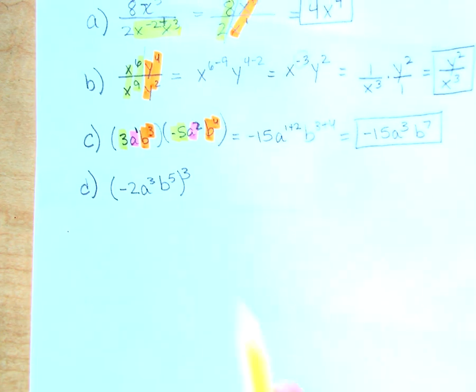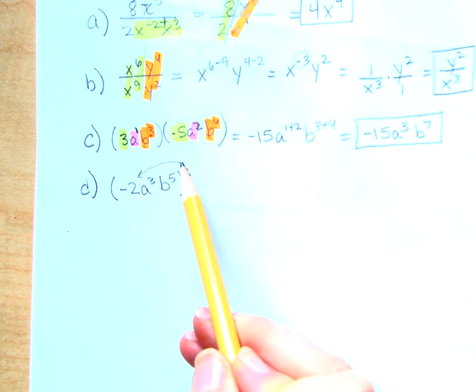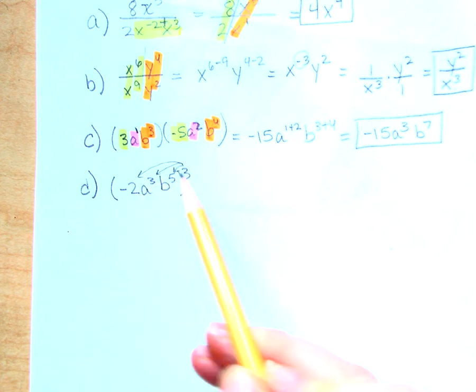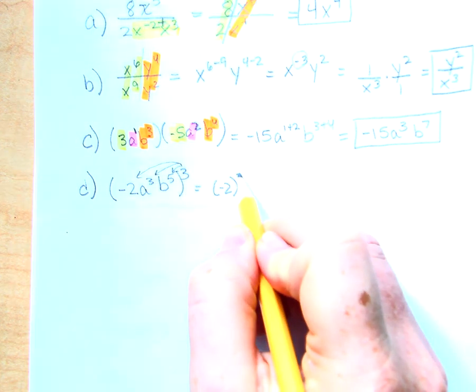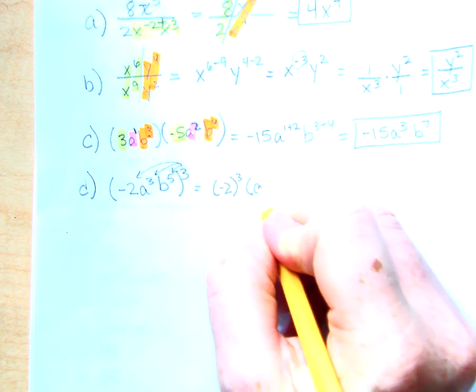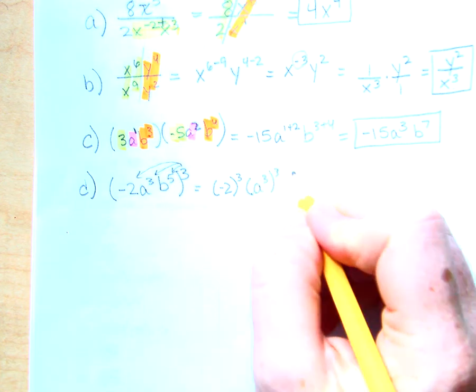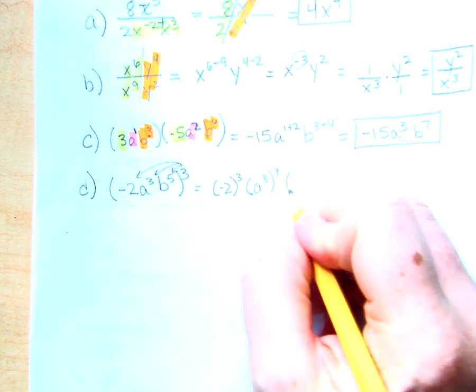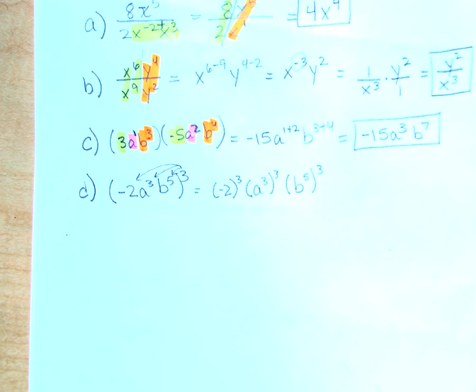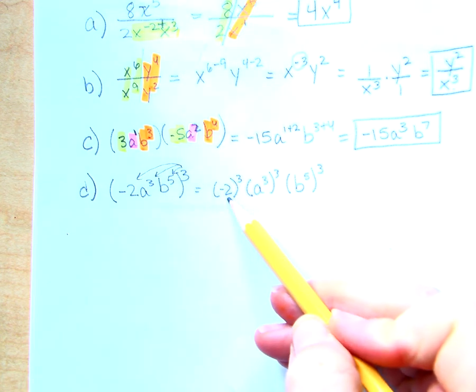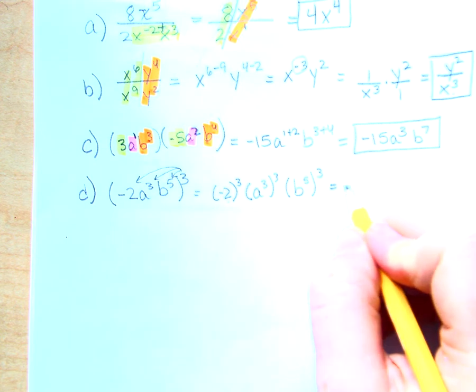Remember, this means that I'm going to cube, cube, cube. So I'm going to take negative 2 and cube it. I'm going to take a cubed and cube it. I'm going to take b to the 5th and cube it. So right here I'm going to do negative 2 times negative 2 times negative 2, which is going to be negative 8.